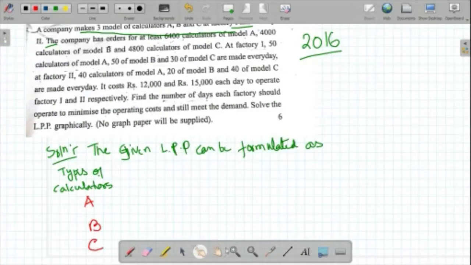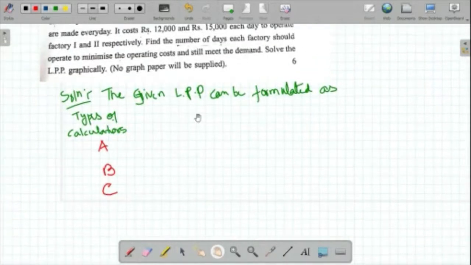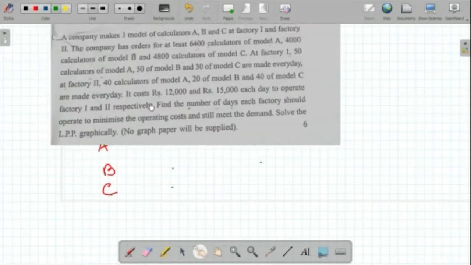Factory, okay, sorry, what was the factory? Factory 1 and factory 2, right? So write down here factory. Let's say this is factory 1 and this is your factory 2. A calculator needs factory 1 and factory 2, B is for factory 1 and factory 2, C also requires factory 1 and factory 2. Now let's see what are the given conditions.